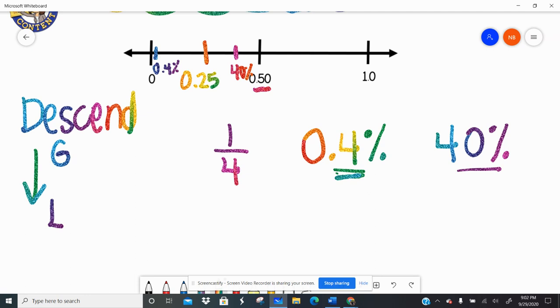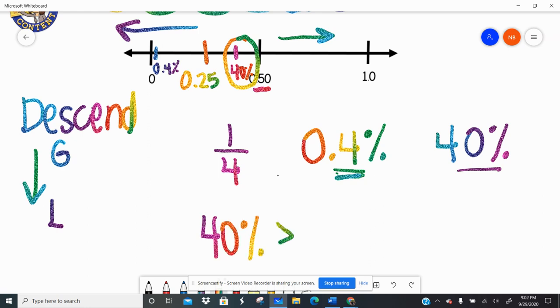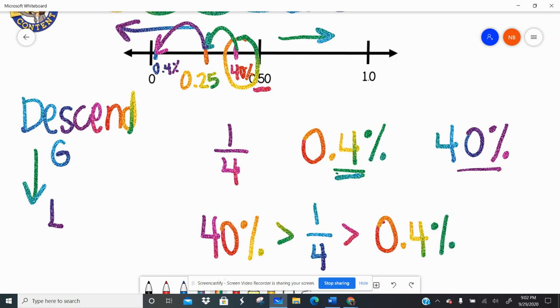So when I put the numbers in descending order, I'm going to look for the biggest of these numbers. So I'm going to look for the one that's the most right. Remember, as we're going right, we're getting bigger. As we go left, we're getting smaller. So I could say that 40% is greater than, then I hop to the next one, 1/4, right? That was that quarter, 1/4 of something, which is greater than my teeny tiny percentage of 0.4%, if I'm saying this correctly, right? So here are some examples of how we can use those number lines.